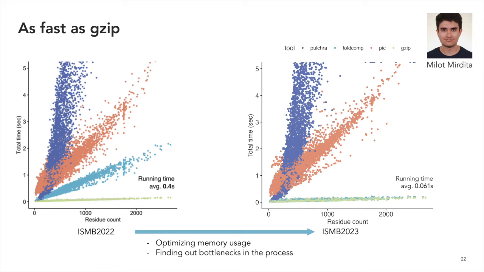And thanks to MMseqs-level detail, Foldcomp was quite accelerated compared to the 2022 ISMB version, and it is now as fast as gzip. We optimized the memory usage of Foldcomp, and also we found bottlenecks in the process and fixed them.